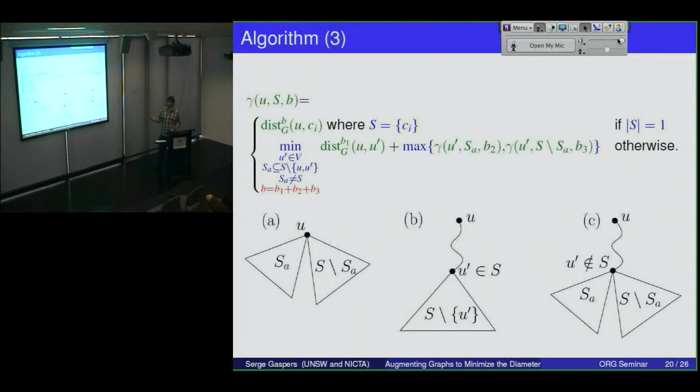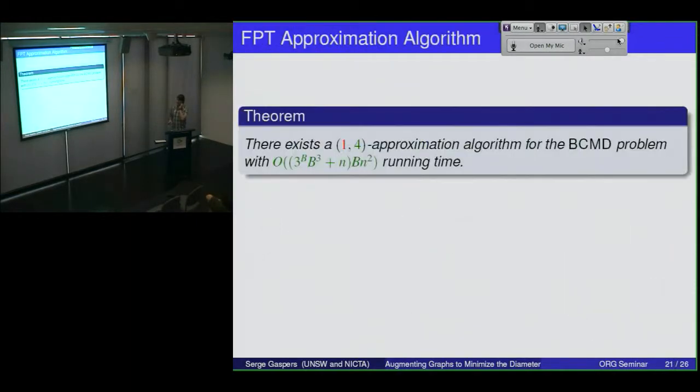We first walk with a budget of B1 to this vertex U prime, and then minimize, look up the maximum value of these two shortest path trees. And when I process the sets by increasing size, then I can always look up these values. So finally, I will get the 1.4 approximation for this problem. And so the running time is 3 to the b times a polynomial.